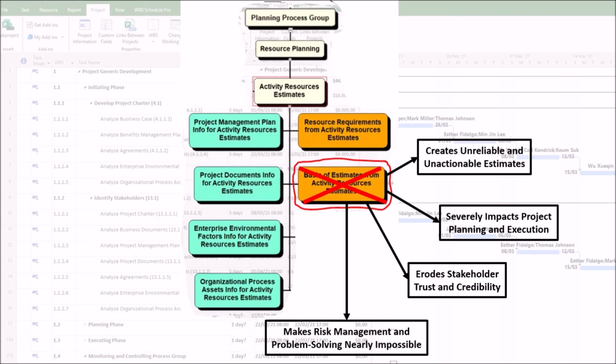Second, you have no foundation for contingency planning. Contingency reserves, such as time and cost, are calculated based on the uncertainty and risk in the estimates. A poor basis of estimates provides no insight into the level of uncertainty, making it impossible to define rational reserves. You are either overly optimistic, with no reserves at all, or arbitrarily pessimistic, with too many reserves.